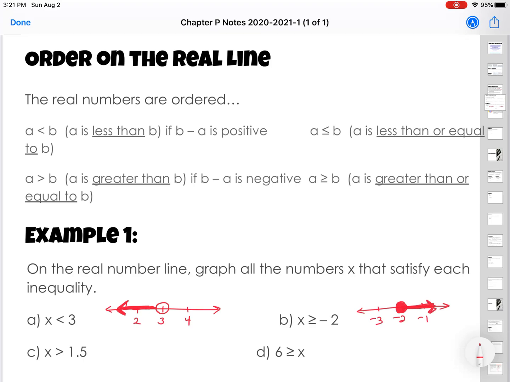X is greater than 1.5. Again, we want to see some numbers on this number line. So if you want to put the integers, you can, or if you want to put 1.5 here, a little bigger would be 2, a little smaller would be 1. Greater than, so we are not including it, but we want the numbers to the right.